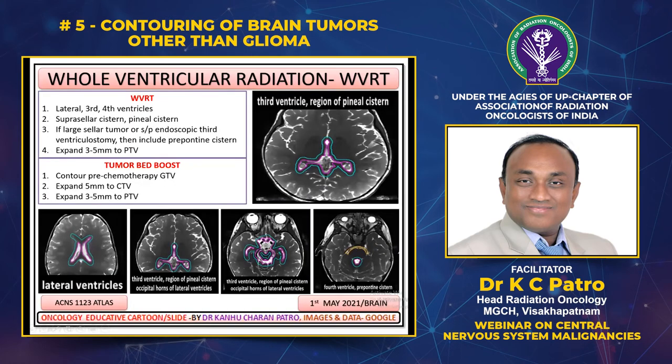So in one slide, in whole ventricular radiotherapy, you have to include the lateral ventricle, third ventricle, fourth ventricle, suprasellar cistern, pineal cistern. If there is a large sellar tumor or endoscopic third ventriculostomy is done, then include the prepontine cistern and expand 3 to 5 mm PTV. So if you see, this is the lateral ventricle, you can see the suprasellar cistern, prepontine cistern, how it is included. Let's see one by one.